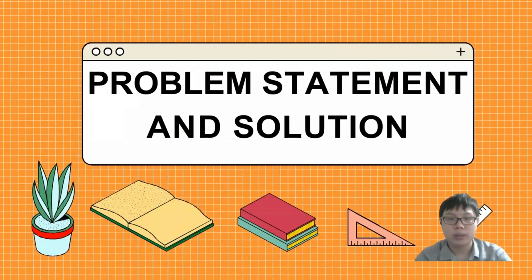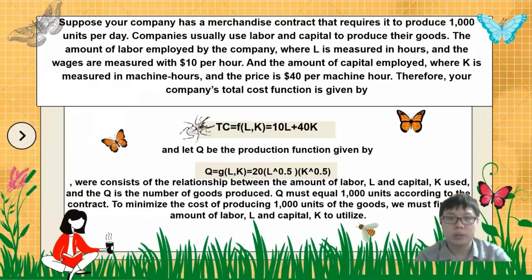Hi, today I want to discuss the problem statement and the solution. Suppose your company has a contract that requires it to produce 1,000 units per day. Companies usually use labor and capital to produce goods. The amount of labor employed by the company, L, is measured in hours, and the wage is $10 per hour. Then the amount of capital employed, K, is measured in machine hours and the price is $14 per machine hour.